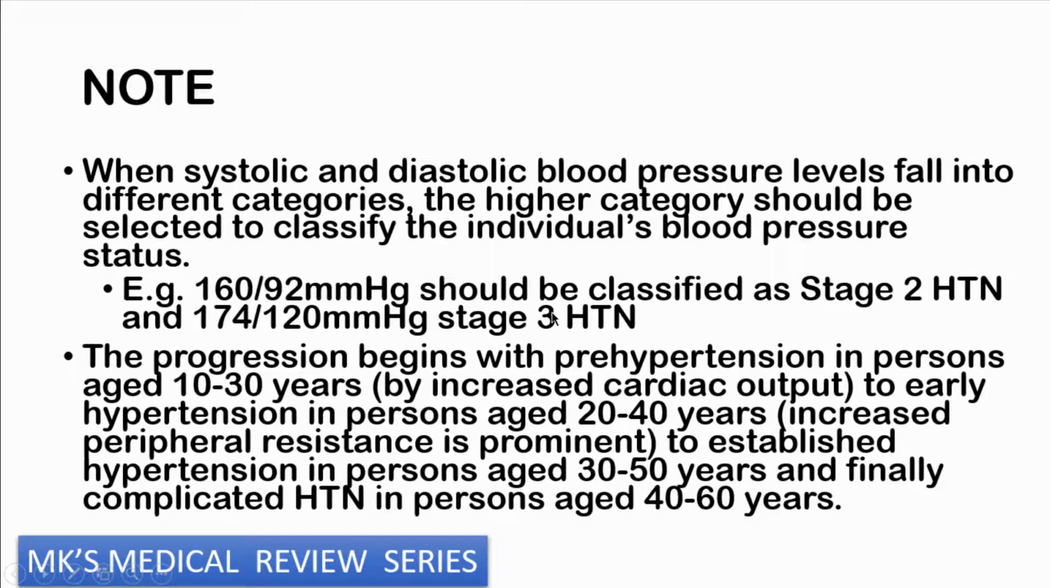And remember that the progression of hypertension is going to go as follows. A person is going to start off as being pre-hypertensive. This may actually be as early as a person that's aged 10 to about 30 years, where we may only see an increase in the cardiac output. Then this person may progress to having early hypertension, especially in individuals between the ages of 20 to 40 years. So they may have increased peripheral resistance, and then they're going to progress to hypertension between the years of 30 to 50 years. And finally, they may even develop complications of hypertension if they're aged 40 to 60. This is the natural progression of the disease if the individual doesn't receive any treatment at all.